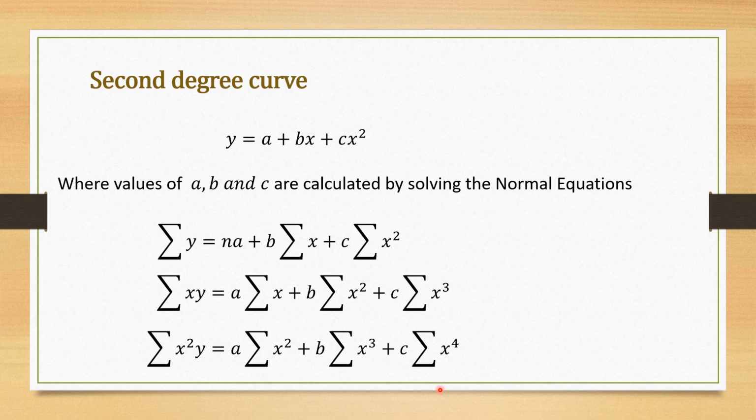So now we have three equations in three variables which can be solved easily, and we can get the values of a, b and c. The first equation is got by taking the summation as it is. The second equation is got by taking the summation after multiplying by x, and the third equation is got by taking the summation after multiplying by x square.